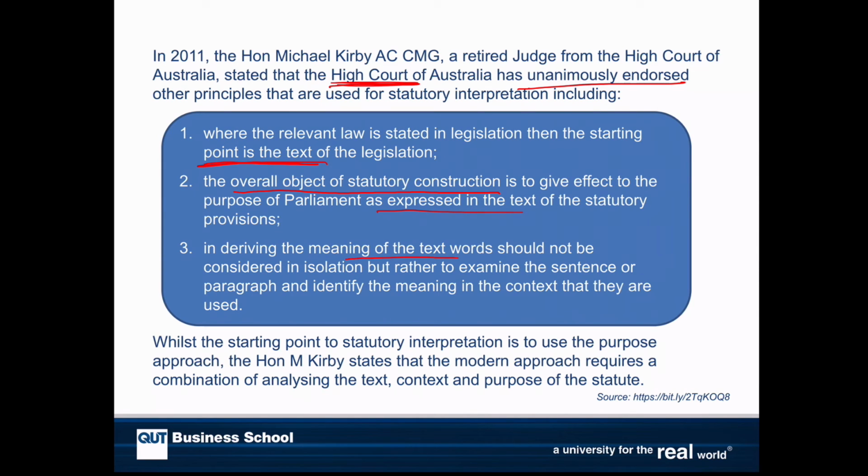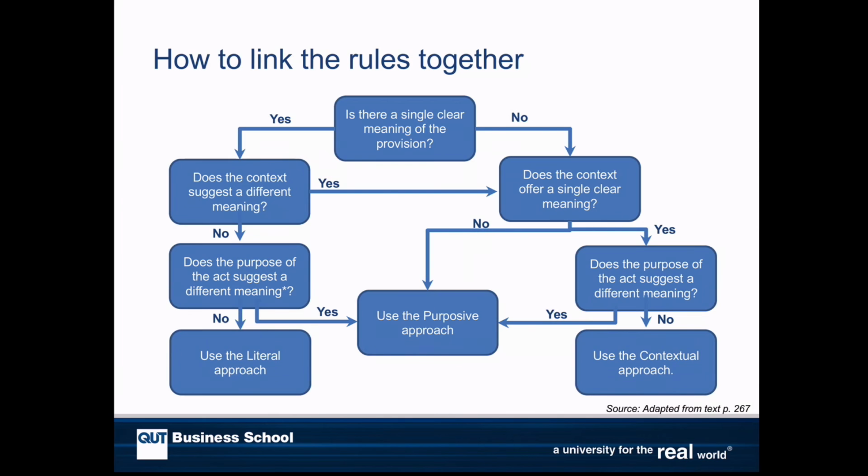In deriving the meaning of the text, words should not be considered in isolation, but rather to examine the sentence or paragraph and identify the meaning in the context. Okay, so we've got to look at what's actually written literally. We've got to look at the purpose it's being used for and the context of the section. Okay, well, how does that come together? Here's a little bit of a decision tree which might help us.